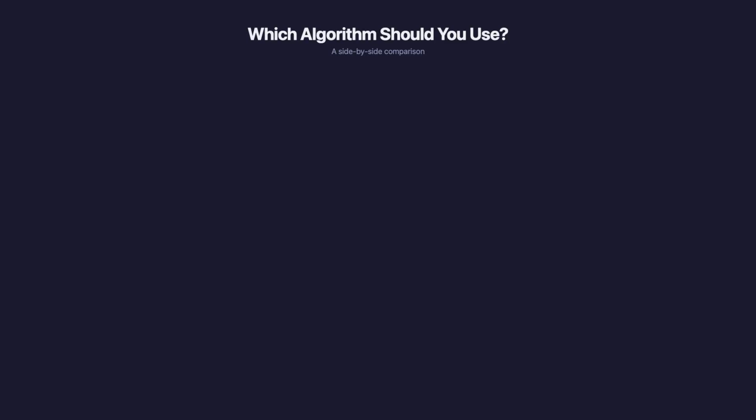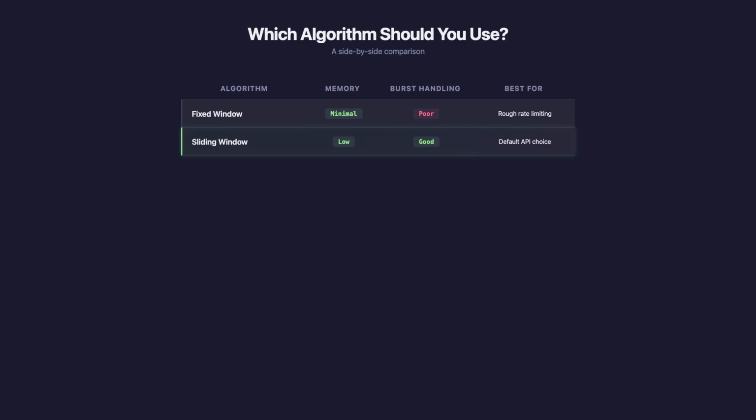So which algorithm should you actually use? Let's compare them. The fixed window counter is the simplest. Minimal memory, fast lookups, but it suffers from the boundary burst problem. Best for rough rate limiting where precision isn't critical. The sliding window counter fixes most of the burst problem with barely any extra cost. It's a great default choice for most APIs. The token bucket is the most popular in production. It allows controlled bursts, which is usually what you want. Users can make a flurry of requests, then wait, then burst again. Amazon, Stripe, and most API gateways use token bucket variants.